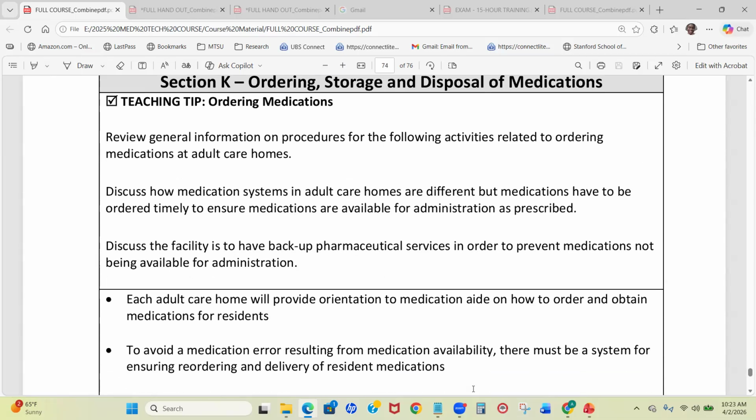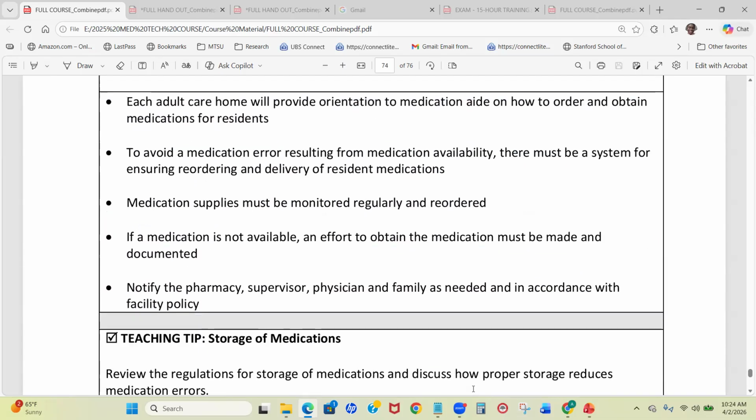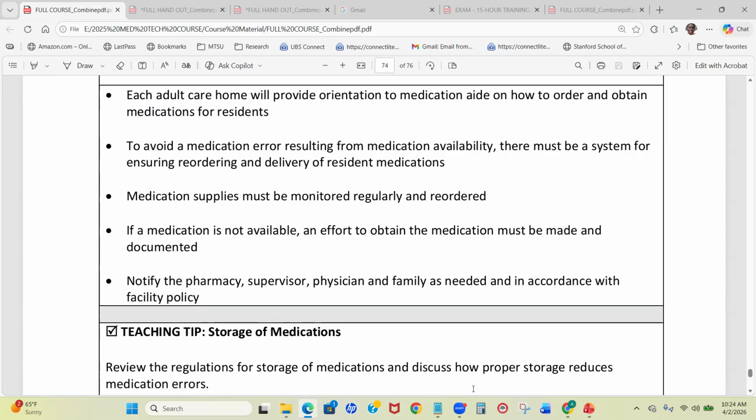So always discuss the systems, always discuss with the administrator, know what to do, know where the backup medicines are, where they are stored. You need to be oriented on all these things to avoid error, because the medicine, we were out of stock. Always make sure you are ordering on time. It is very, very important. And know where they are stored and how to properly store it.